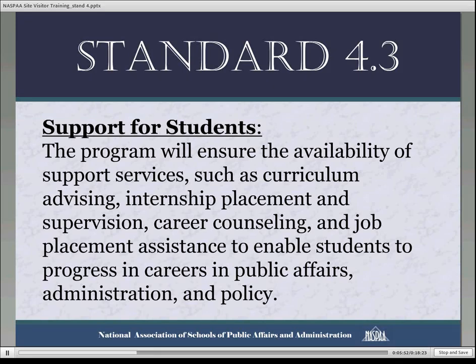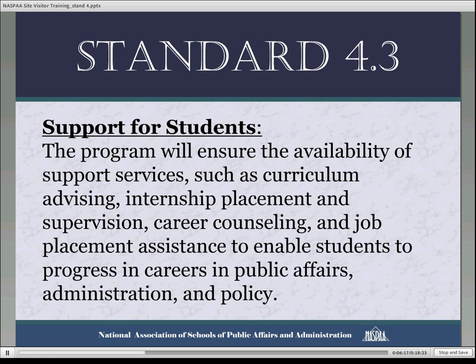The language of the standard is that the program will ensure the availability of support services such as curriculum advising, internship placement and supervision, career counseling, and job placement assistance to enable students to progress in careers in public affairs, administration, and policy. The key thing here is how those support services are, again, related to the mission.